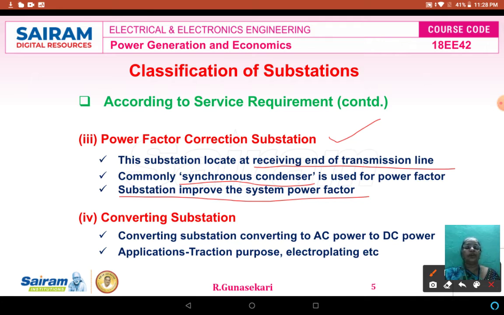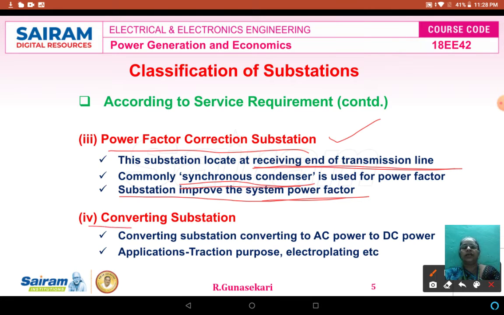Otherwise, if you consume more reactive power, we have to pay several thousands of rupees to the electricity board. That's why, to improve the system power factor, we are using a synchronous condenser as a power factor improvement device. This type of substation is used at the receiving end only.